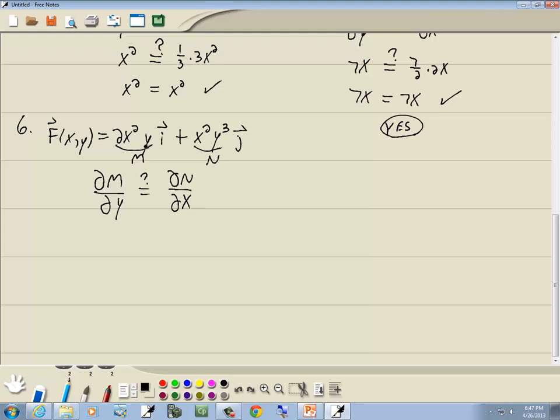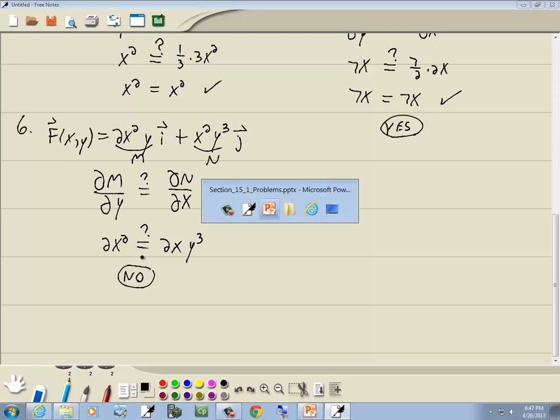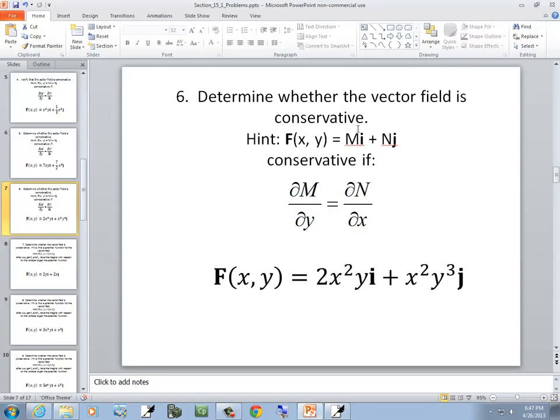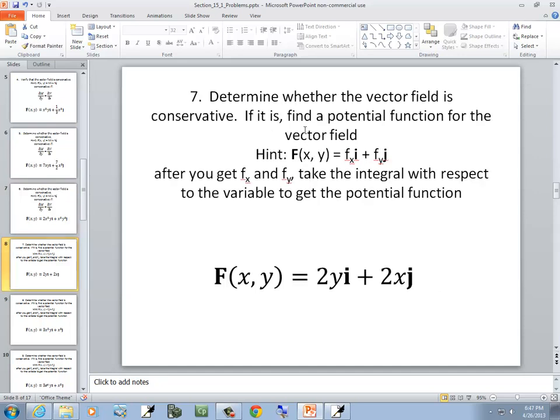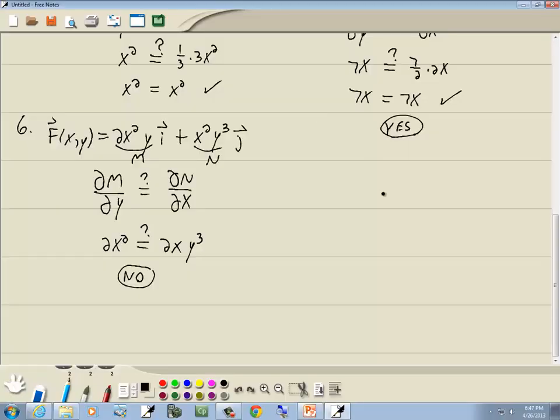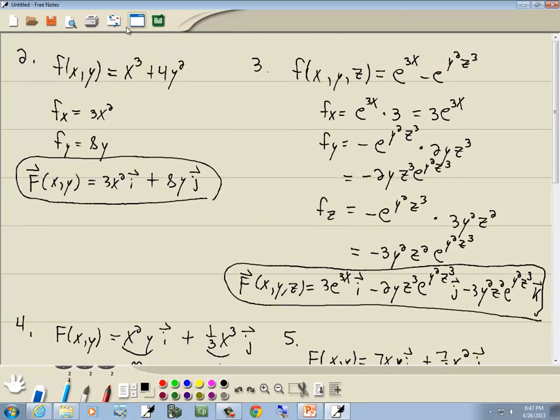Well, the derivative of m with respect to y would give us 2x squared. The partial of n with respect to x would give us 2x y to the third. I can see they're not going to equal each other, are they? So this will be no. This vector field is not conservative. I don't have room here, so let me go ahead and save that page.